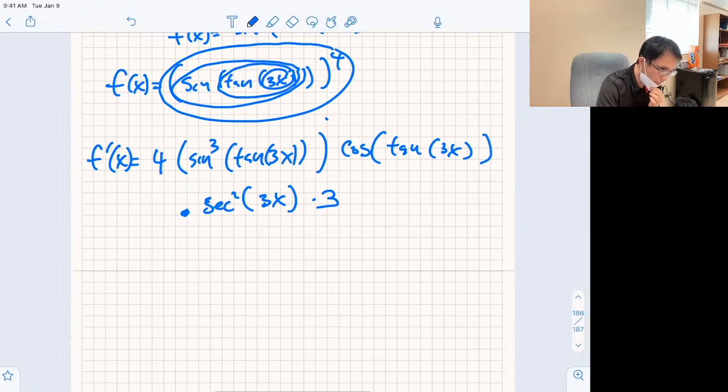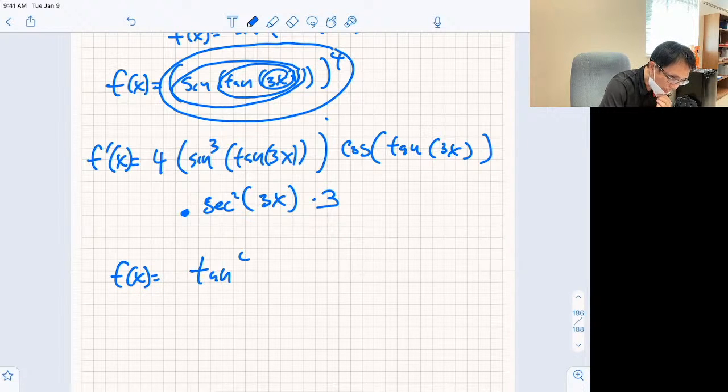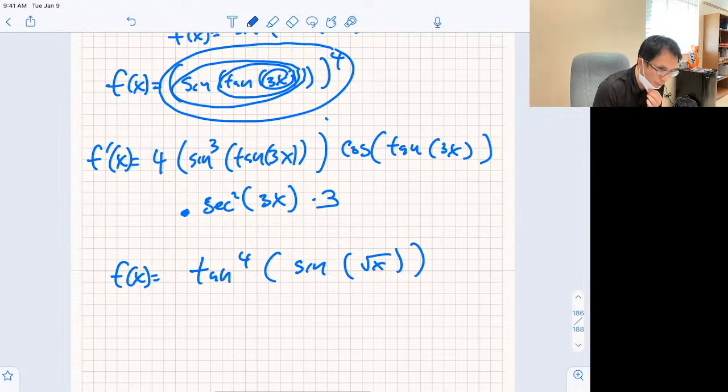Okay, so you're going to do one. How much time do I have? 2 minutes, that's good. Tangent to the fourth of sine of square root of x. Be careful with this one. And you have to know all your trig limits on this type of question.